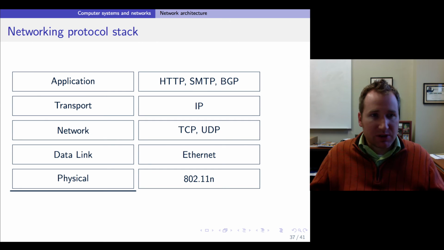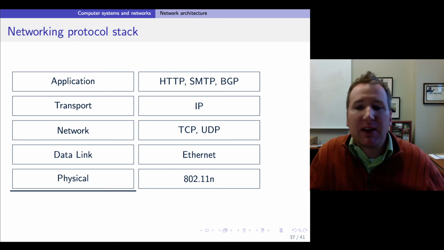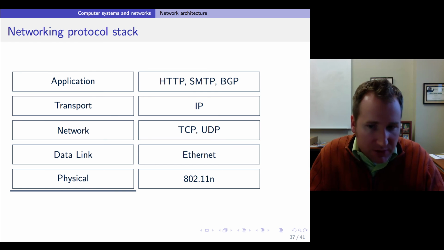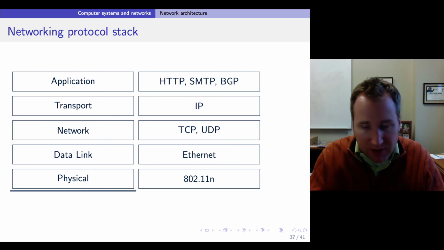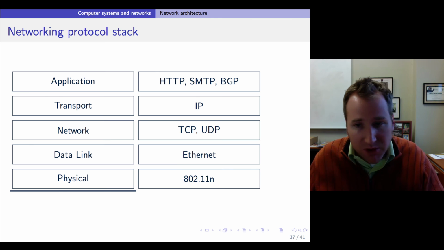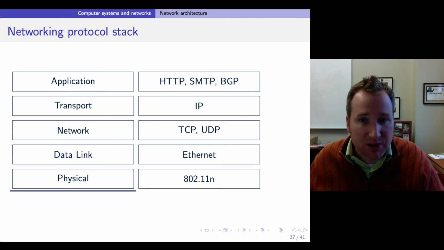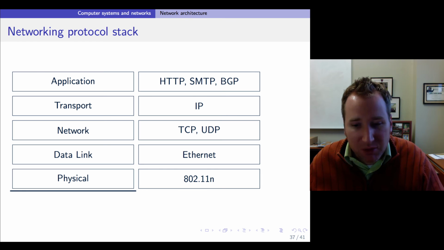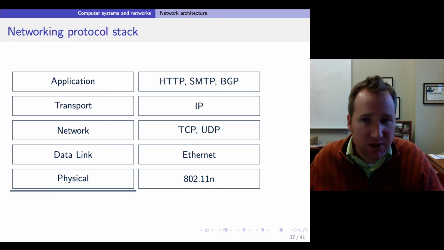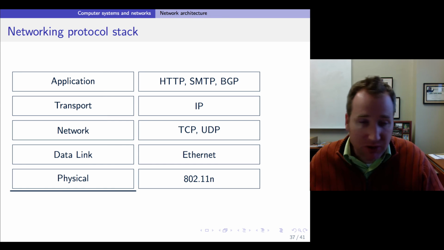So this is what the networking protocol stack looks like. You have the physical layer, data link, network, transport, and application layer, and various protocols that lay on top of it, some of which you may recognize. The physical layer is something like 802.11n, which is an IEEE standard. We have the data link layer, which is Ethernet, network layer, which has different protocols, the two big ones being TCP and UDP. Transport layer is IP, and then various application layers on top. HTTP is for the World Wide Web. SMTP is for email. BGP is the Border Gateway Protocol for different networks to route across the global internet.